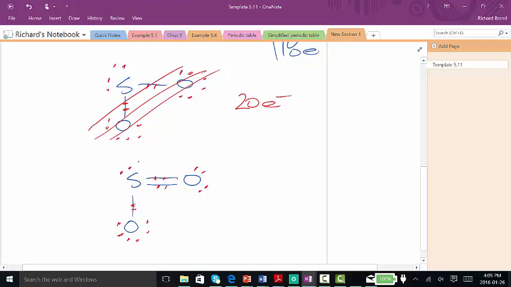How many dots do I have down? 2, 4, 6, 8, 10, 12, 14, 16, 18. And so now, since we have 18 valence electrons, we have a happy Lewis electron dot diagram.